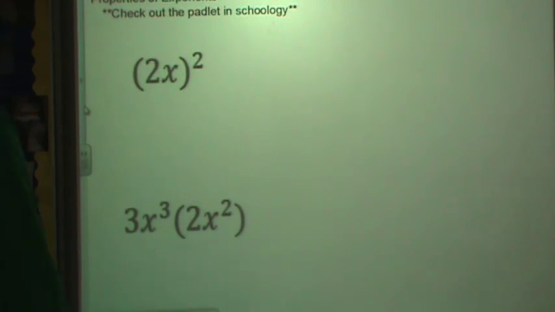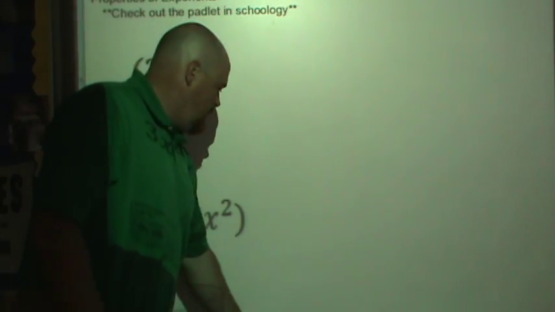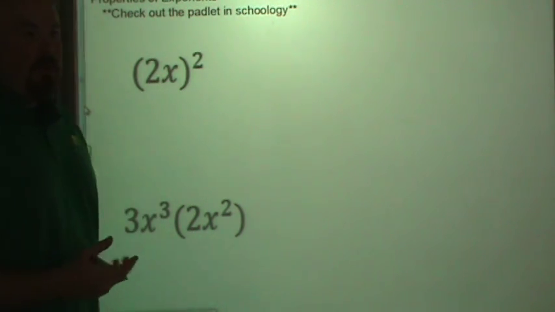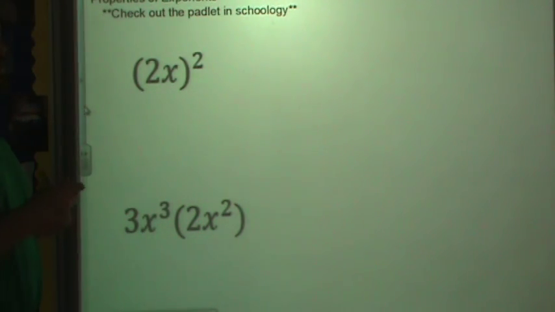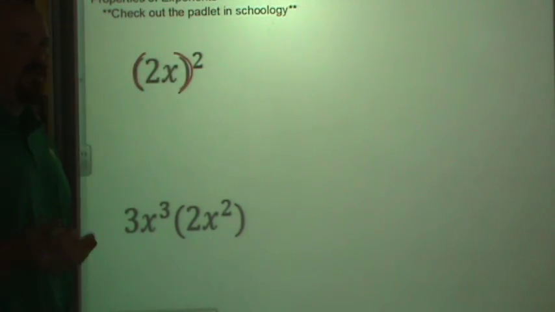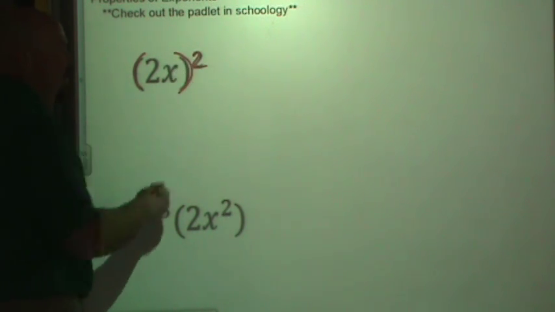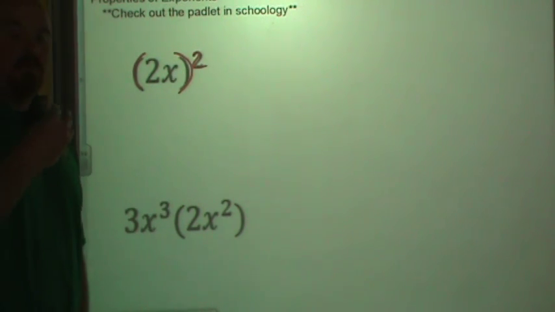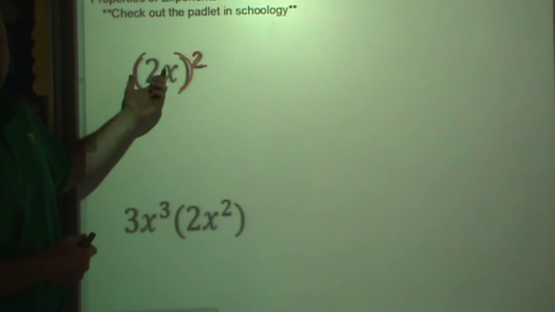All right, let's take a look at a couple of basic exponent properties and why they work, not so much what they are, but why they work the way that they do. What I've got here is what I'm going to call a quantity. Anything inside parentheses is typically called a quantity, raised to the second power. So I've got a power with a base of 2x.